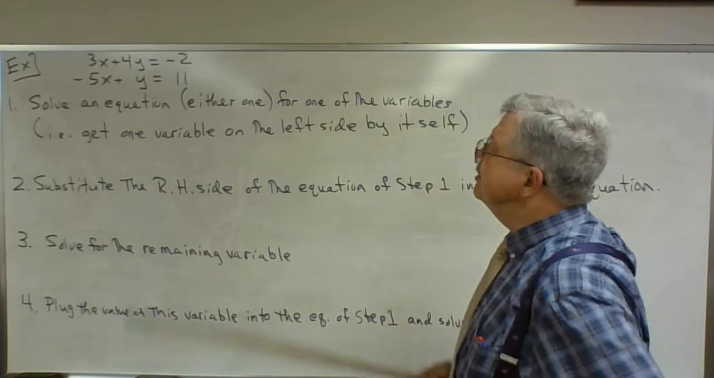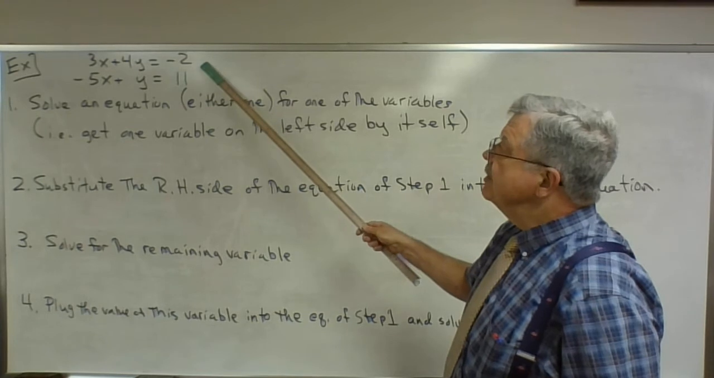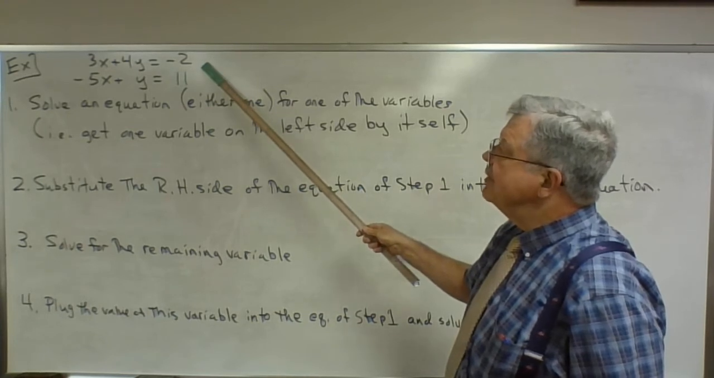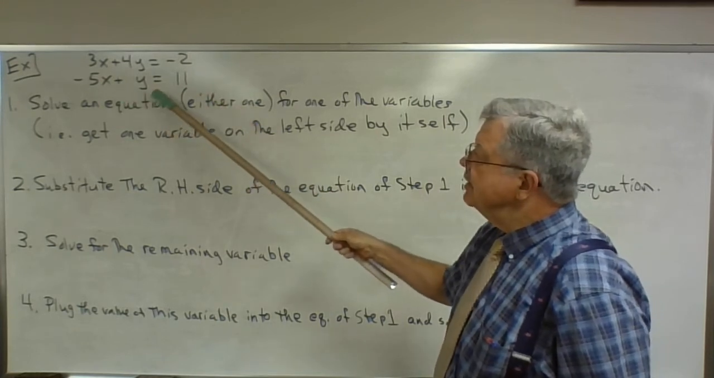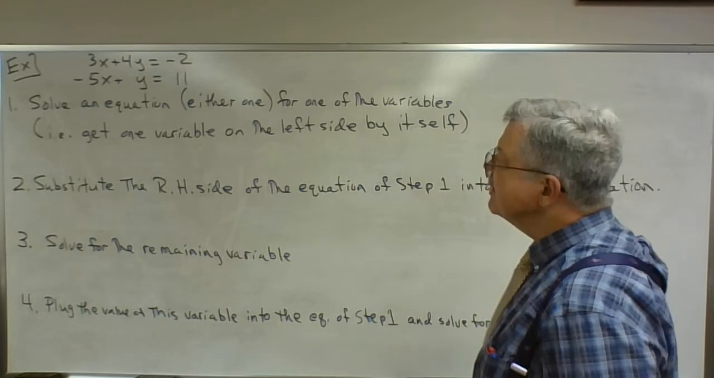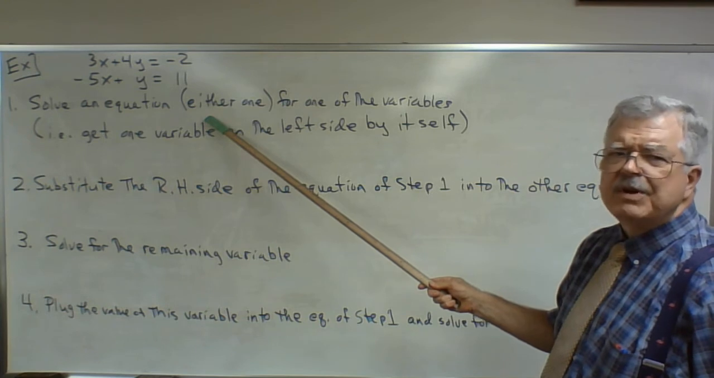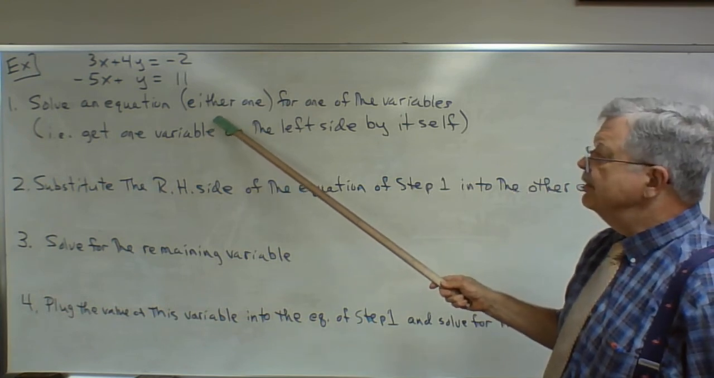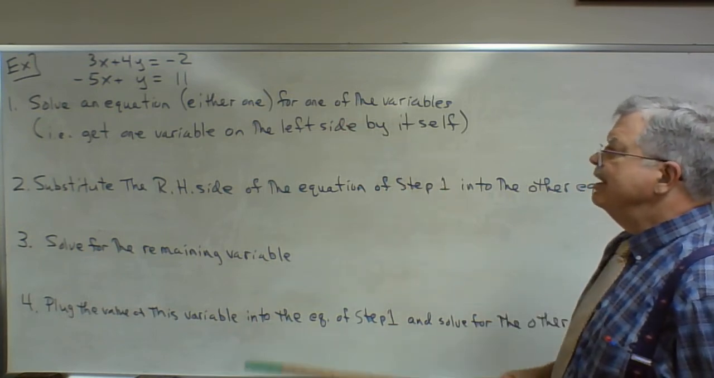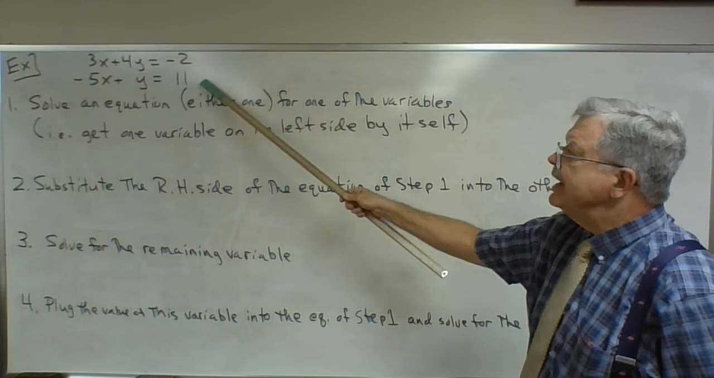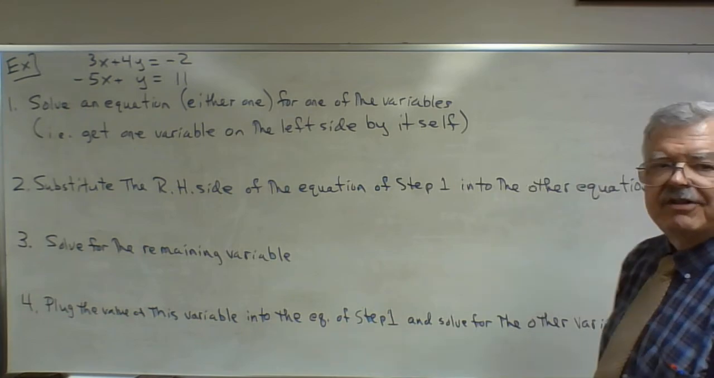Okay, here's another good example that we're going to do by the substitution method. First equation, 3x plus 4y equals -2. Second equation, 5x plus y equals 11. And step 1 says solve an equation, and it doesn't matter which one. Either equation will do. Solve an equation for one of the variables. In other words, take one of these two equations and get one of the variables on the left side by itself.